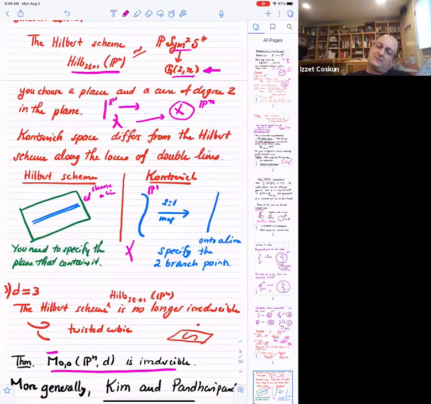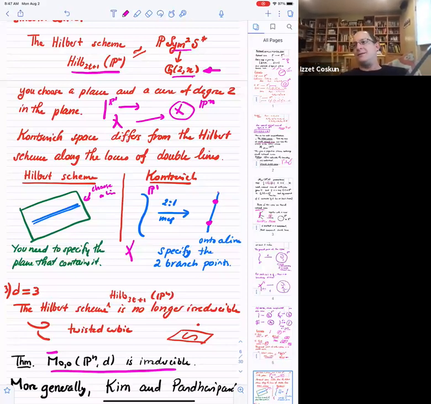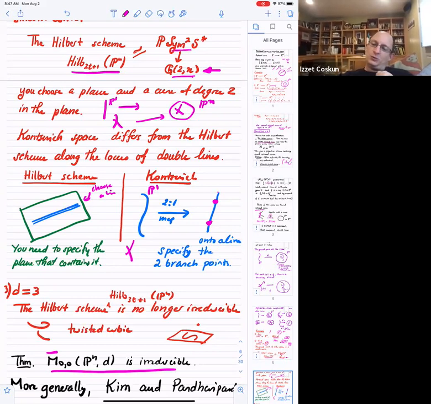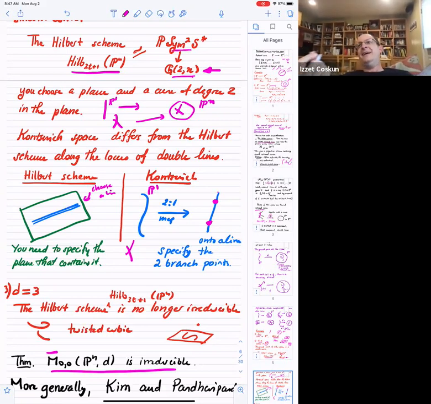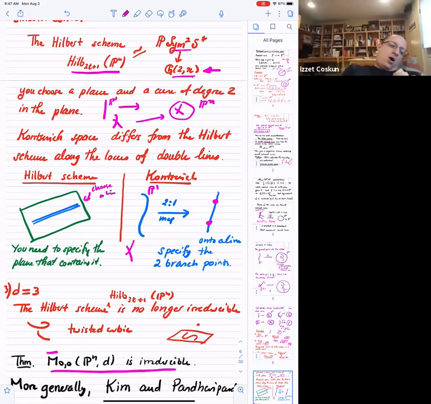And how do you specify a 2-to-1 map from P1 to itself? Of course, you need to specify the ramification points. Such a map typically has two ramification points, 2 points where the derivative vanishes. And if you specify those 2 points, then you've specified the map, right? So if I look at, for instance, the map given by z goes to z squared, that's ramified at 0 and infinity. And if the map is ramified at 2 other points, then you change coordinates so that those become 0 and infinity, and that's the map.